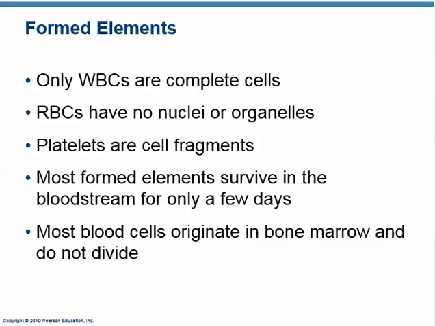The formed elements, which is the bottom part of the centrifuged blood, is really made up of red blood cells, white blood cells, and platelets. And these are called formed elements. And like I said before, they're formed elements because they don't have a nucleus. The only one that does are white blood cells. They're the complete cells. The red blood cells really don't have any mitochondria. They don't have any nucleus, nothing like that. They really are just bags of hemoglobin.